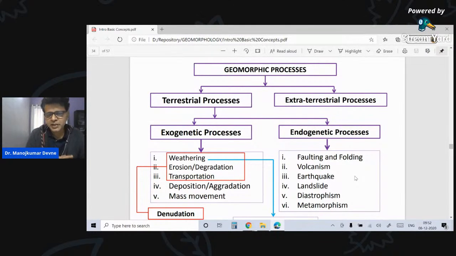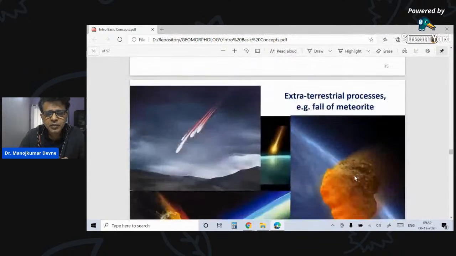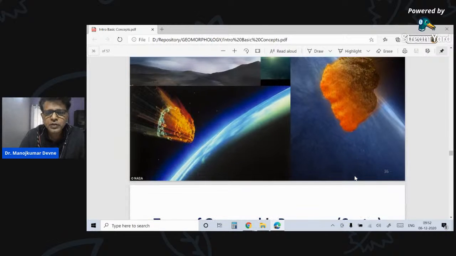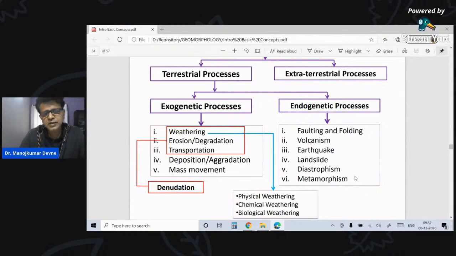We are not much interested in extraterrestrial processes because the rate at which they tend to happen, particularly when you are comparing them to terrestrial processes, is not comparable. Terrestrial processes happen so very regularly. Extraterrestrial processes happen only occasionally. So this is something which is extraterrestrial: shooting stars and meteors and so forth. Going back to this thing here.